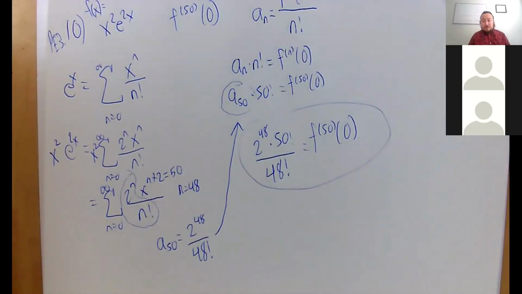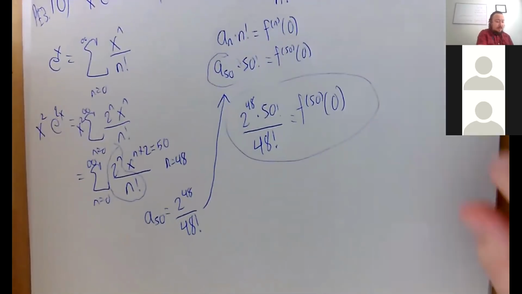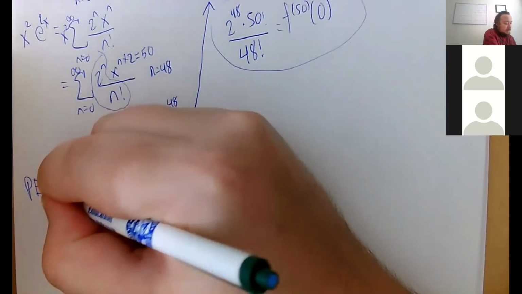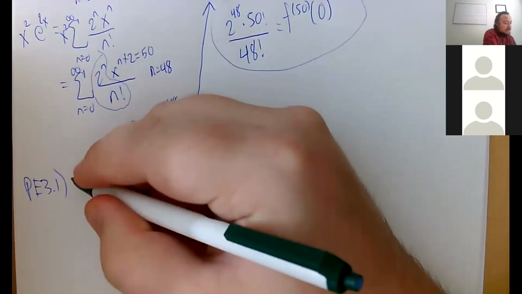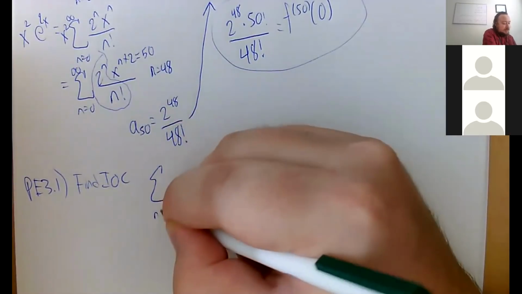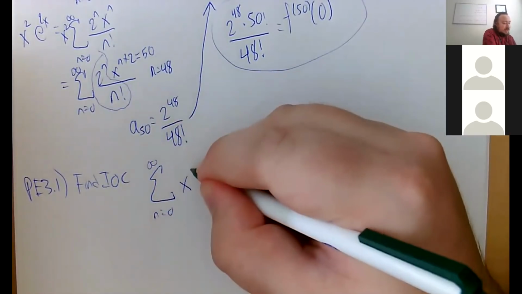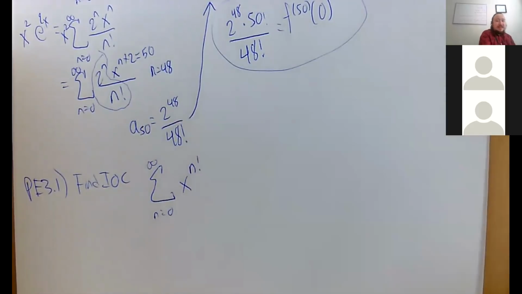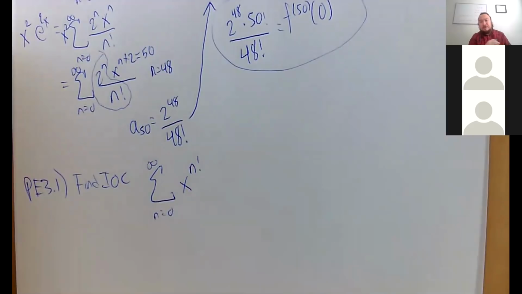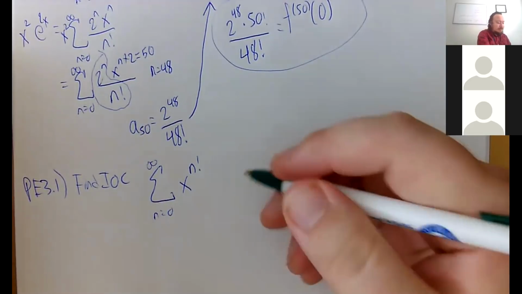And this one wants us to find, so this is exam 3, number 1. I think this one, if I'm not mistaken, wants us to find the IOC for this power series. The sum from 0 to infinity of x, but it's raised to the n factorial. So this is definitely something a little bit strange. So we want to find the interval of convergence for this series. Now remember, every series converges at least one point, and this one will converge at x equals 0 for sure. But any other number, we'll see what's going to happen.